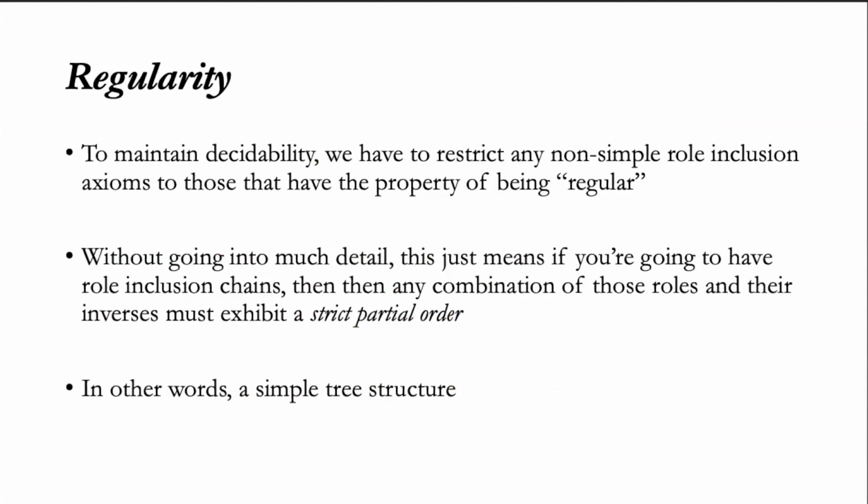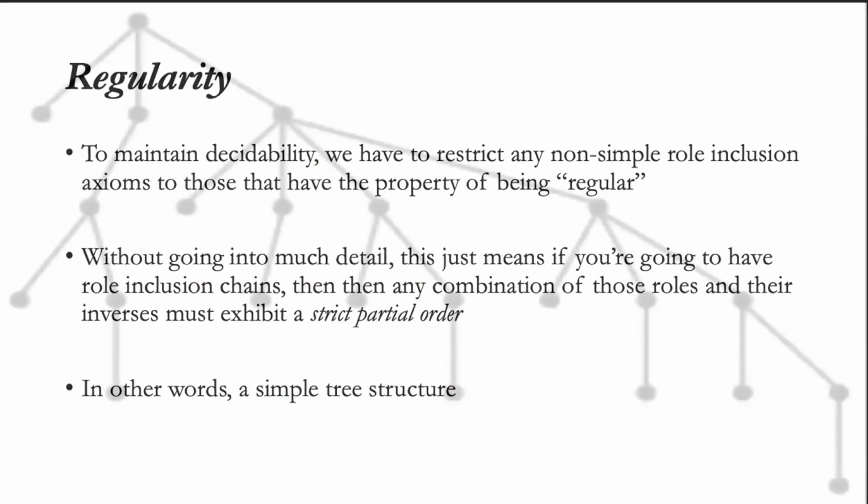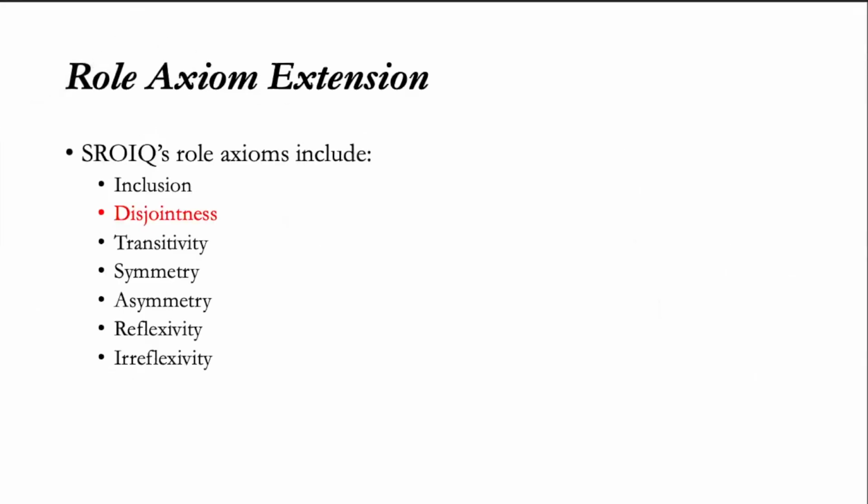Now, to maintain decidability, we have to restrict non-simple role inclusion axioms. So all the simple ones are fine, but the non-simple ones, we're not just ruling them out entirely. We can allow for them, but we have to restrict them to those that have the property of being regular. Without going into too much detail, this just means if you're going to have role inclusion axioms or chains, then any combination of them and their inverses have to exhibit a strict partial order, like a little tree structure. I'm not going to go into the details. You can ask me later. It gets kind of technical and hairy, but that's the idea. And don't worry, you will also explore some of this in your project.